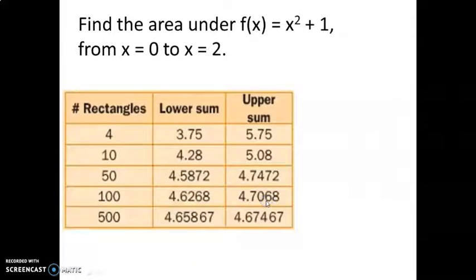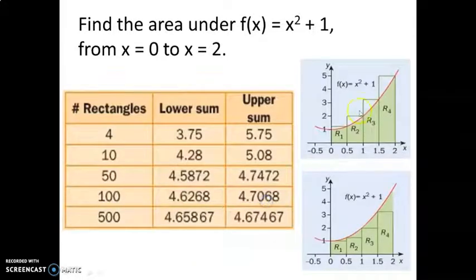Okay, great. So now if you continue that process with the lower rectangles and the upper ones, I have created a table here to show you what the results are. So if we had only 4 rectangles like we did here, if you did the lower sum, it's 3.75. If you did the upper sum, it's 5.75. So again, notice if we use the rectangles that sit below, we'll get a lower number. And if we use the rectangles that sit above the curve, we'll get a higher number. So that tells us the area under that curve is some number between those two, right?